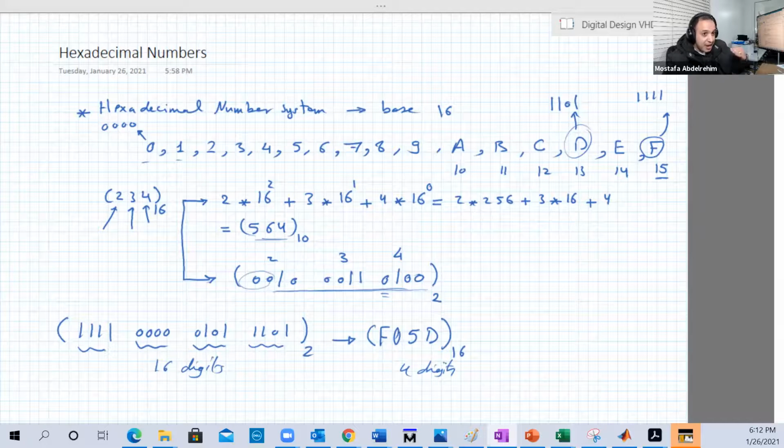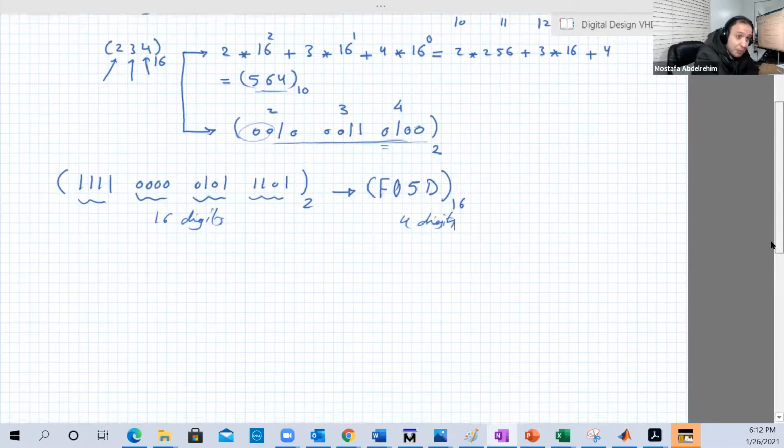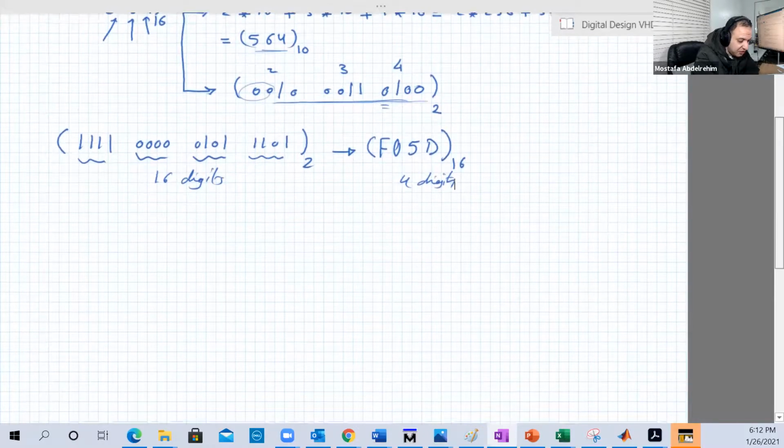So it's compact, and at the same time easy to convert from hexadecimal to binary and vice versa. So again, why do we need it? Give me some application in which we really need hexadecimal numbers. And the application is memories, something that you're gonna implement in this course using VHDL.